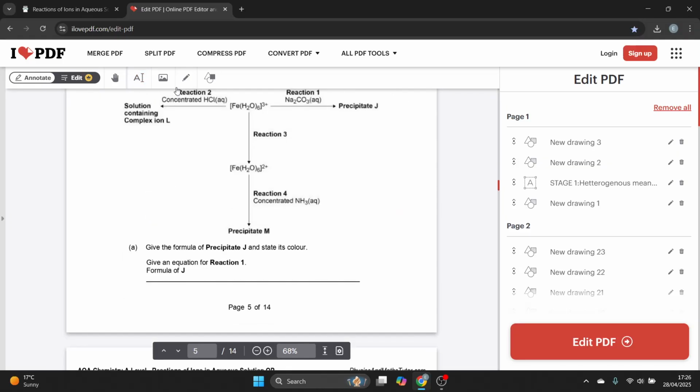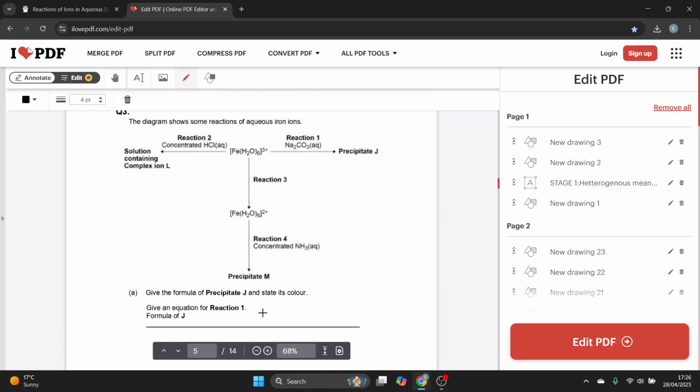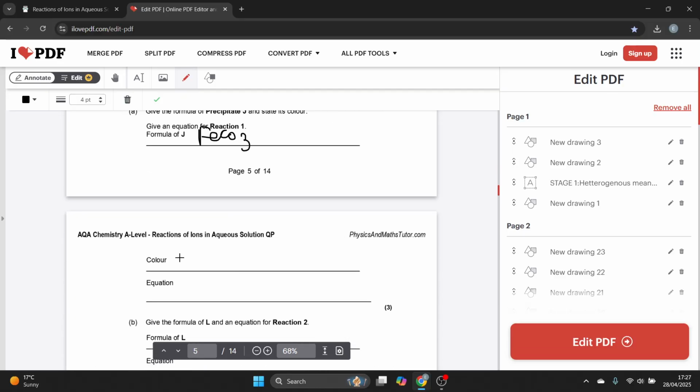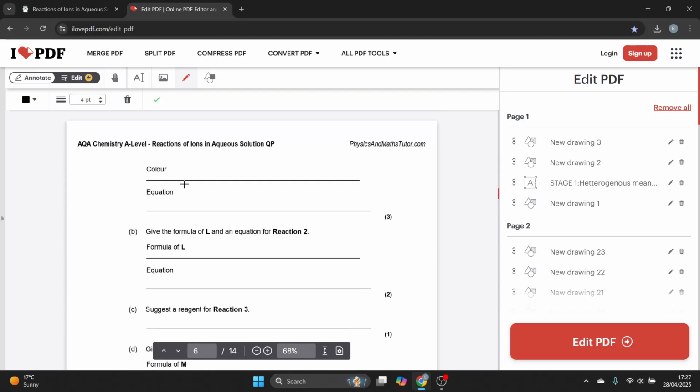Question 3. Give the formula of precipitate J and state its color. Precipitate J is when Fe(H2O)6 3+ is right here. It reacts with carbonate ions. So if it reacts with carbonate ions, the formula of precipitate J is FeCO3, and the equation, let me give the equation first.